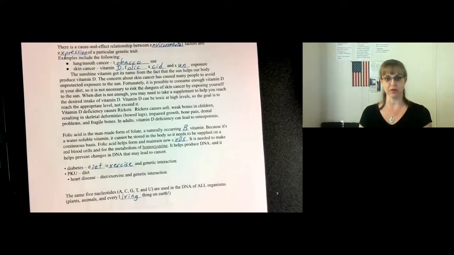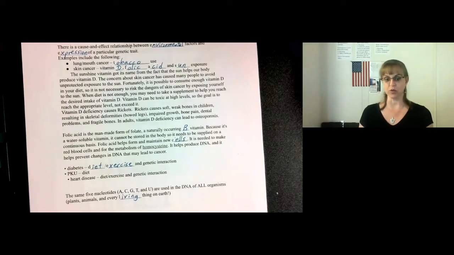Here's another example. Diabetes may or may not run in your family. However, if you eat a very sugary, processed diet and you exercise very little, you may develop diabetes. In fact, you're going to be more likely to develop diabetes than you would otherwise be. However, if you eat a healthy diet with lots of fresh fruits and vegetables, and you exercise in a healthy way, then you are much less likely to get diabetes.